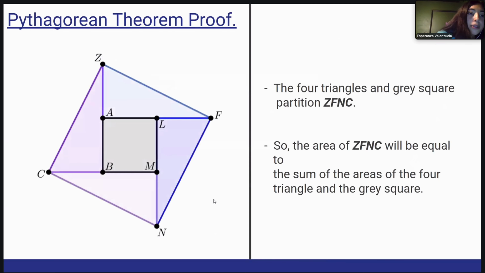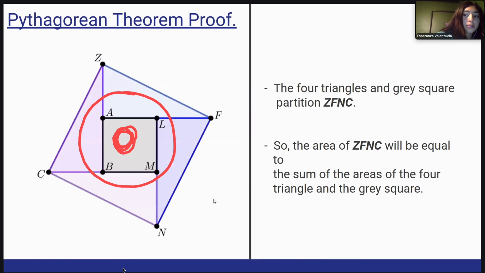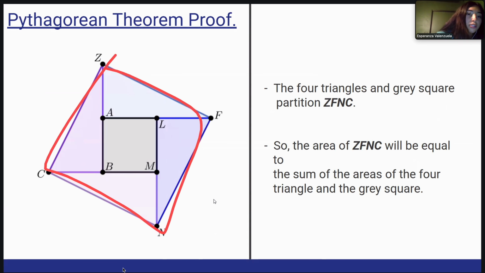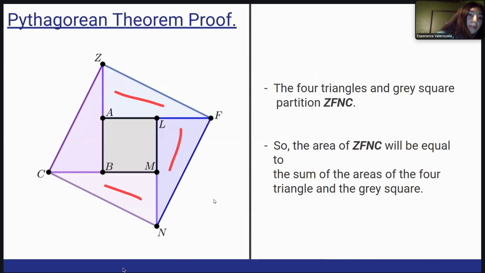So now we know that this is a square and this is a square. And we know that this big square is partitioned by these four triangles and this little polygon, this little square right here. So the area of this big square will be equal to the area of this triangle plus that one, plus that one, plus that one, plus the area of this square.